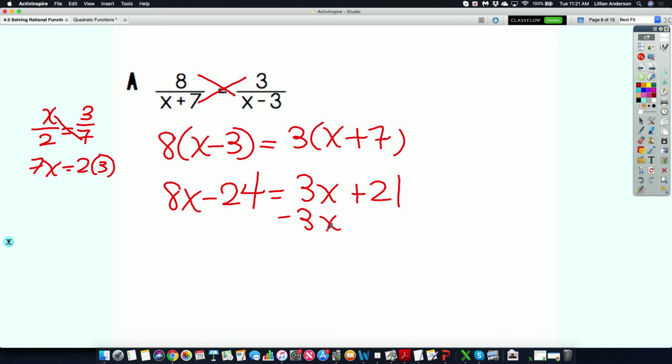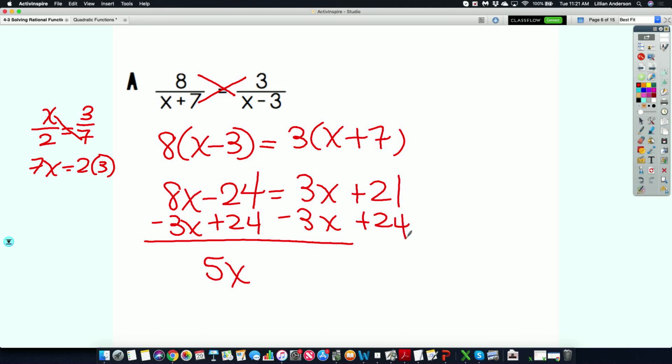Subtract 3x from both sides. 8x minus 3x. And then what do I do to this 24? Add it. What's 21 plus 24? The last step. And what's 45 divided by 5? 9. Okay?